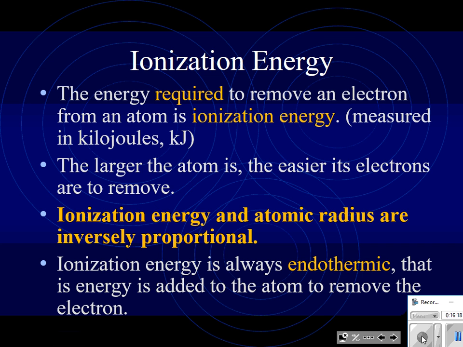The amount of energy that is required to remove an electron is called the ionization energy. It's measured in kilojoules. The larger the atom is, the easier its electrons are to remove, most likely due to the shielding. Those inner layer electrons are protecting the outer layer ones, so they have less pull of the effective nuclear charge. Ionization energy and atomic radius are inversely proportional.